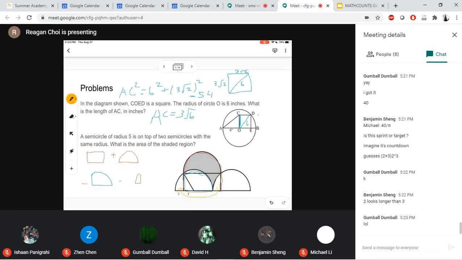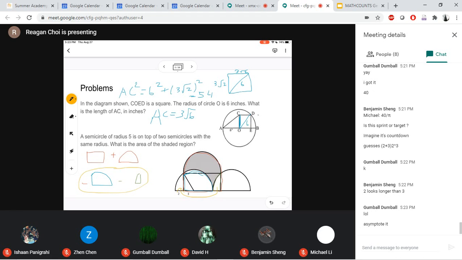So, if you move this thing over here, when added together, the sum of these two areas is actually the semicircle.